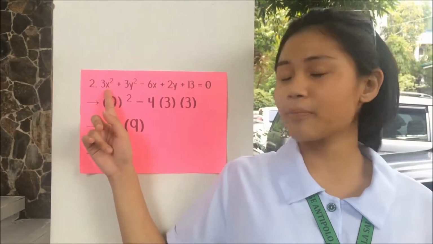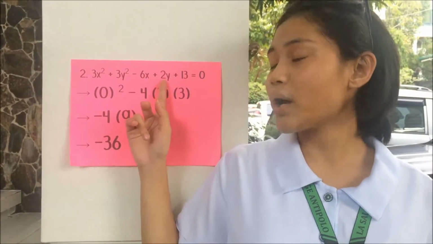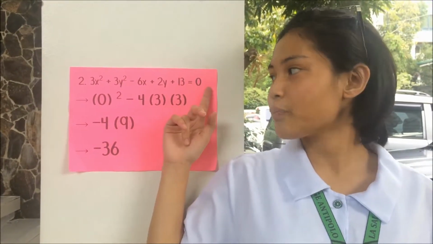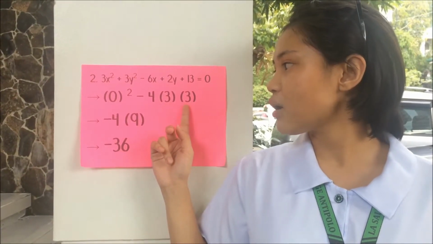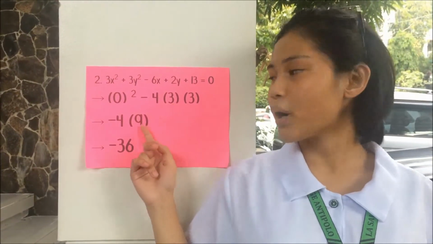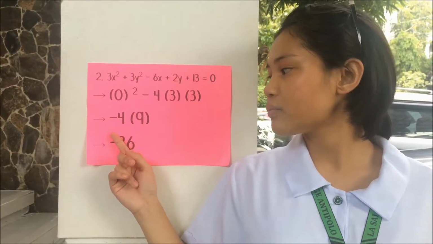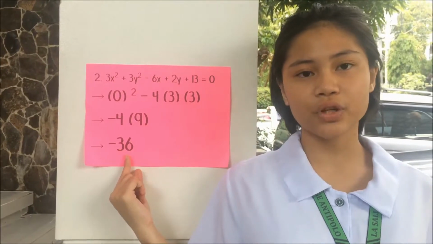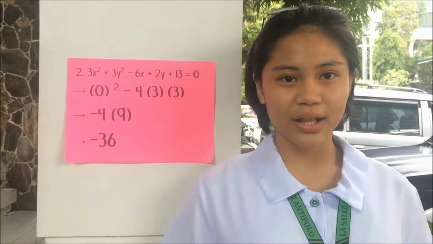3x squared plus 3y squared minus 6x plus 2y plus 13 is equal to 0. The value of b is not given and the value of a and c are equal, which will give us the product 9. Multiplied by the negative 4, which will give us negative 36. Therefore, our equation is a circle.